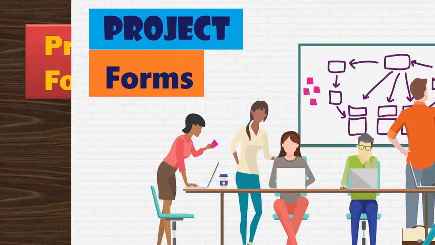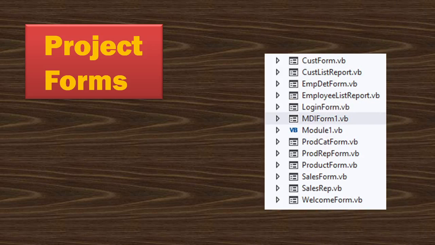Now let us look at the forms. What forms are there in this particular project? Here is the list. The forms are in alphabetical order, but when they appear, they will appear in a different order. The customer form is to enter the customer details, and the customer list report is to show the report. Employee detail and employee list report are to store the employee detail. Login form is to login.